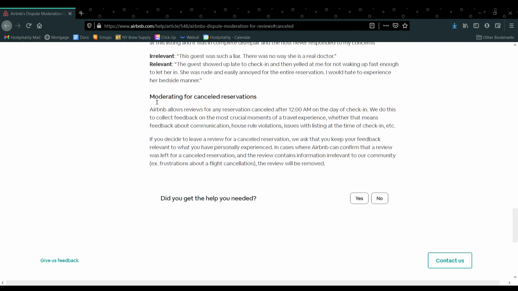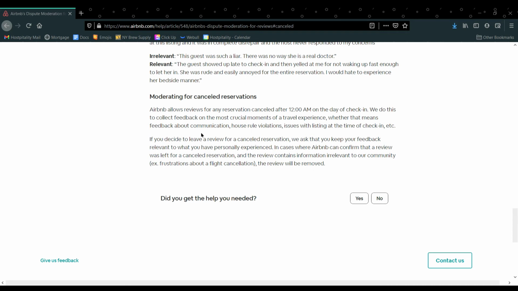And then after that, moderating for canceled reservations. So I think this is a really bad idea, but they have it in their policy. Airbnb allows reviews for any reservation canceled after 12 a.m. on the day of check-in. So I believe this is a bad idea, because 12 a.m. on the day of check-in is probably a lot of hours before anyone's check-in.